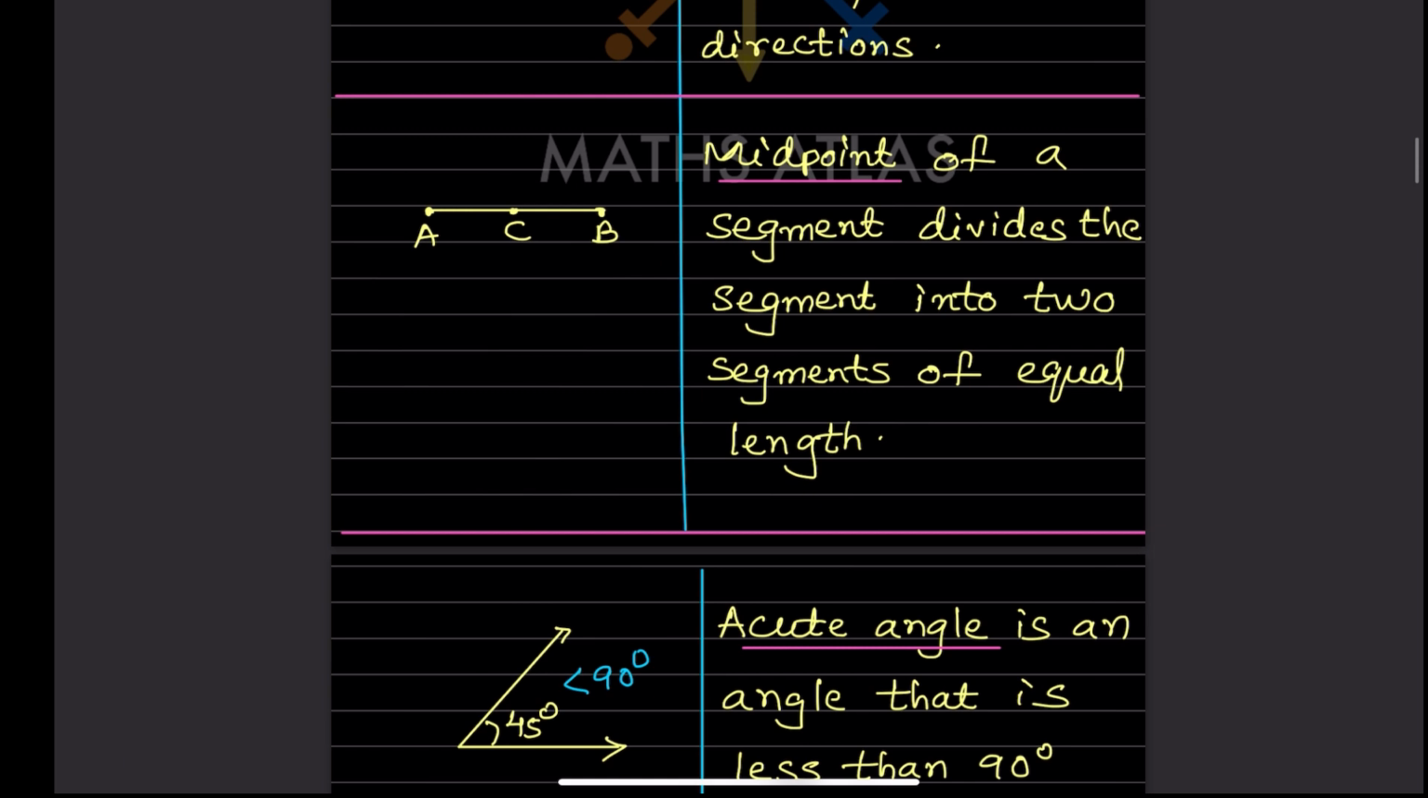Now you can see this is a line. These are the points A and B. In the middle of it we have C. This distance and this distance are the same. So we can say C is the midpoint of A and B. The midpoint of a segment divides the segment into two segments of equal length, which means these two segments are equal.